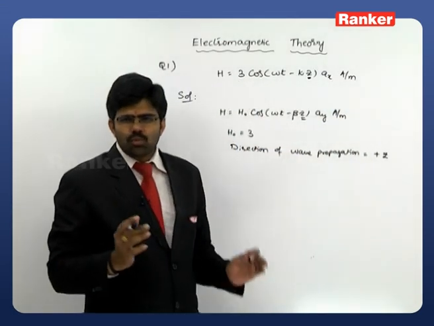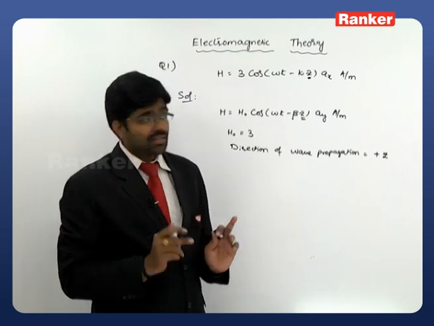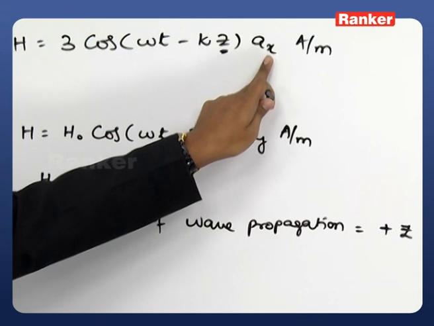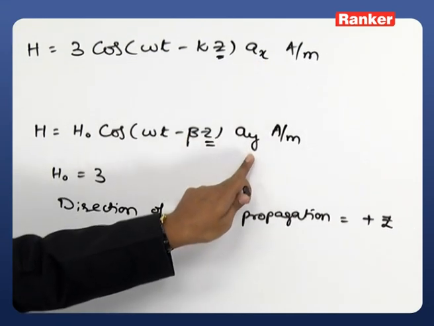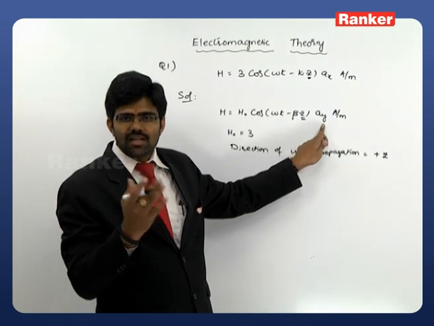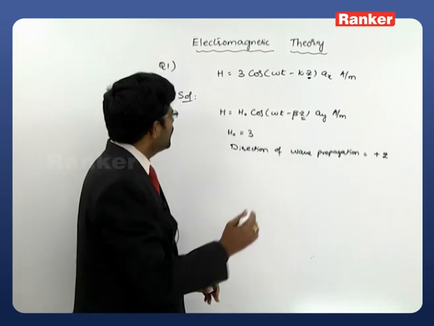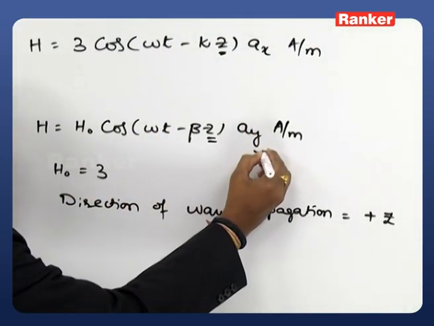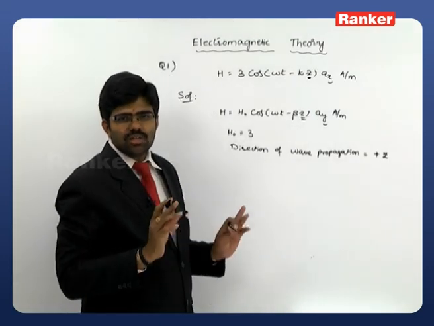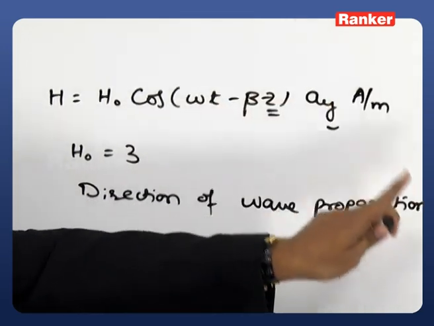What we are doing is comparing the equation with the standard equation. But clearly observe, in the given equation we have the component in the x direction, while in our standard equation we have the component in the y direction. No problem, the component may be in the x, y or z direction, that purely depends upon the requirement. So don't bother about that. The direction of wave propagation is clearly positive z direction.